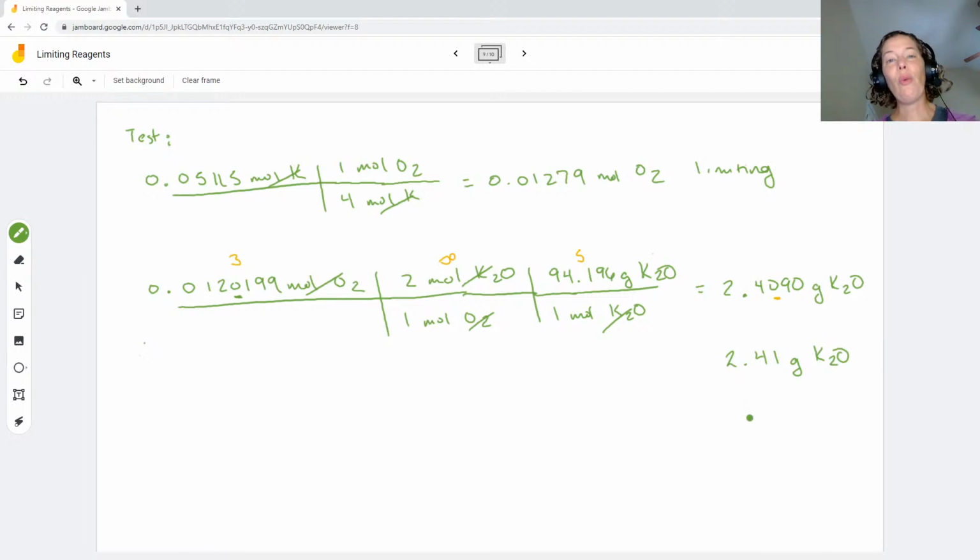Okay, so that is limiting reagents and dealing with concentrations and dealing with density and dealing with gases. And the one problem I skipped was also with gases, but they were gases at STP, so you can use the molar volume to get to moles of that. So I hope you found this helpful with your limiting reagents.